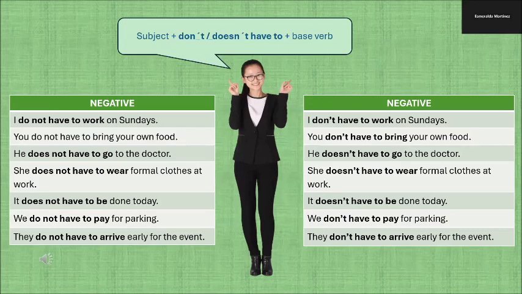To form negative with have to, it is necessary the auxiliary verb do or does, followed by the particle not. So its structure is as follows. Subject plus don't have to or doesn't have to plus base verb. Don't have to means something is not necessary, but it is optional. To form negative, we need the auxiliary verb don't or doesn't.